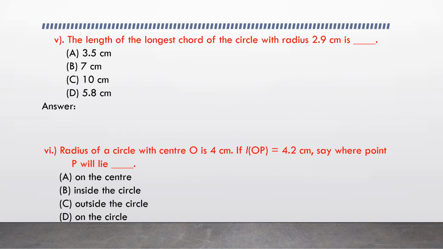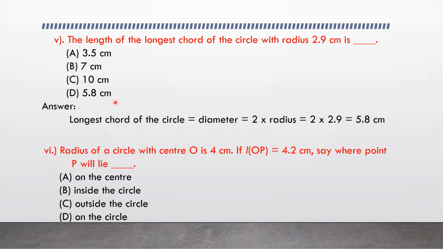Question 5. The length of the longest chord of the circle with radius 2.9 centimeter is dash. Options are A is 3.5 centimeter, B is 7 centimeter, C is 10 centimeter, D is 5.8 centimeter. The longest chord of the circle is equal to the diameter, that is equal to 2 into radius, that is 2 into 2.9 is equal to 5.8 centimeter. Therefore, option D is your answer, 5.8 centimeter.